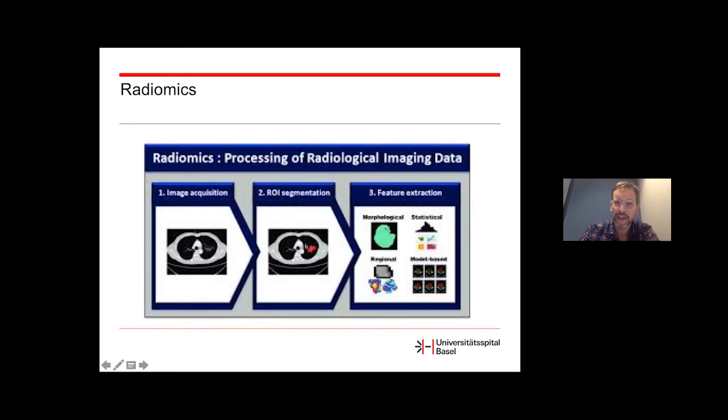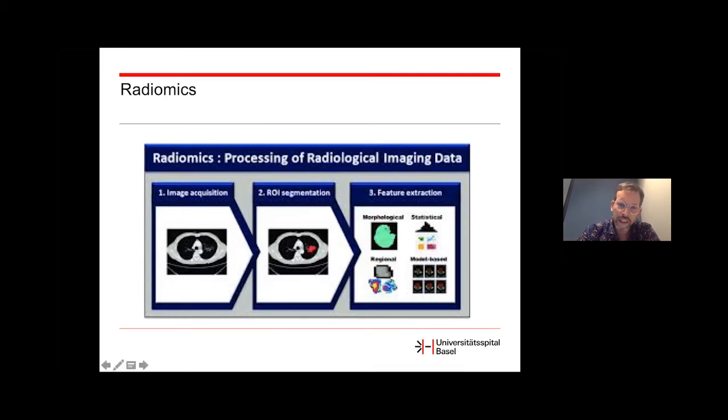Now, in most publications, people do this by hand. That's a huge problem, because depending on what I draw, I get different signal distributions. This is a topic I will not address today. This is more the step of automation. How do I recognize a tumor? How do I segment it automatically? Because if I don't do that, it's impossible to do reproducible radiomics.